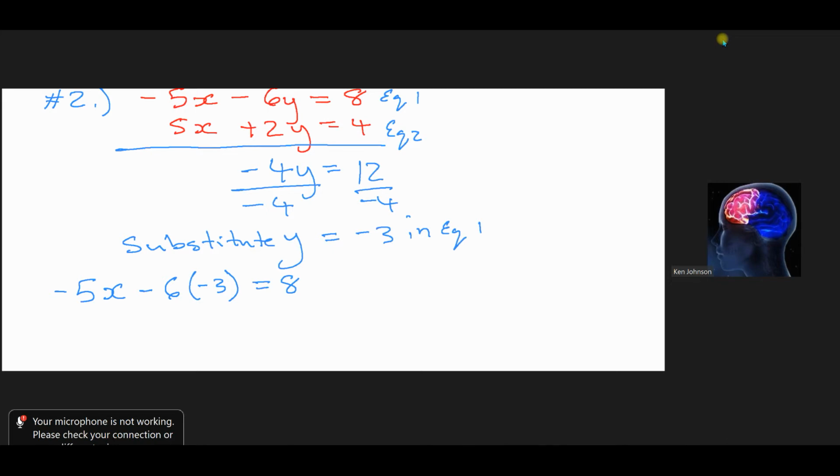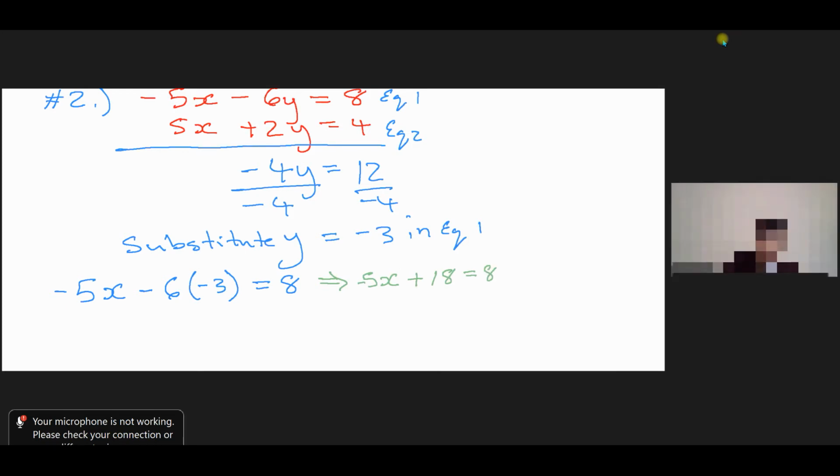All right. This will give me -5x plus 6 3s 18. That's going to be positive. Is equal to 8. All right.